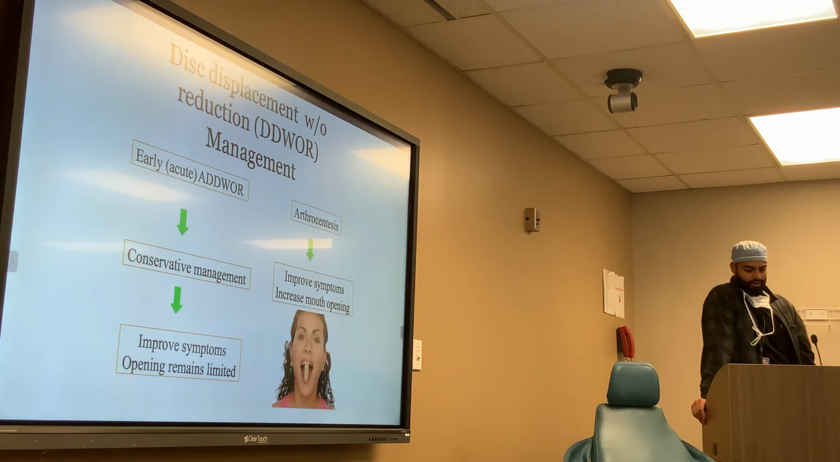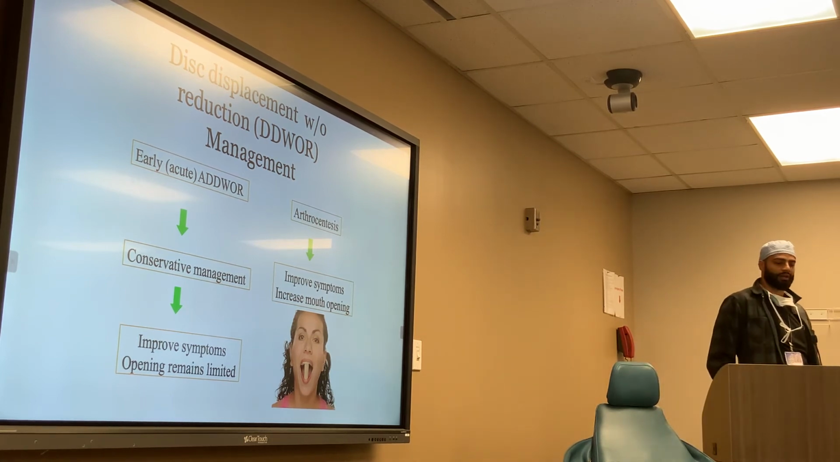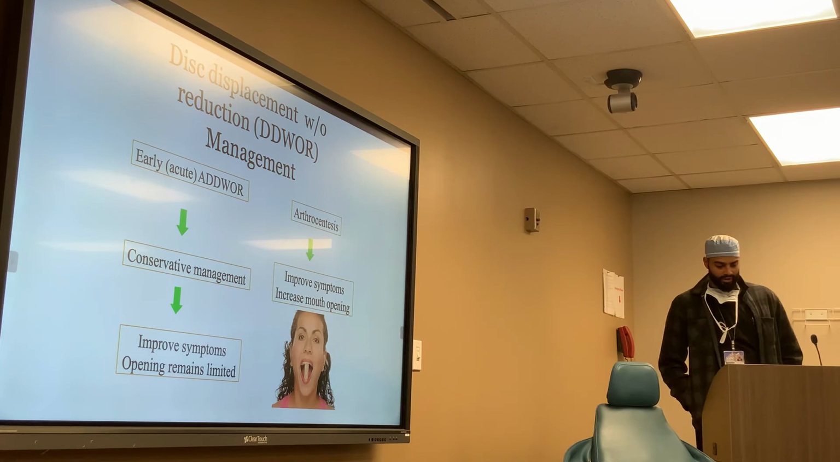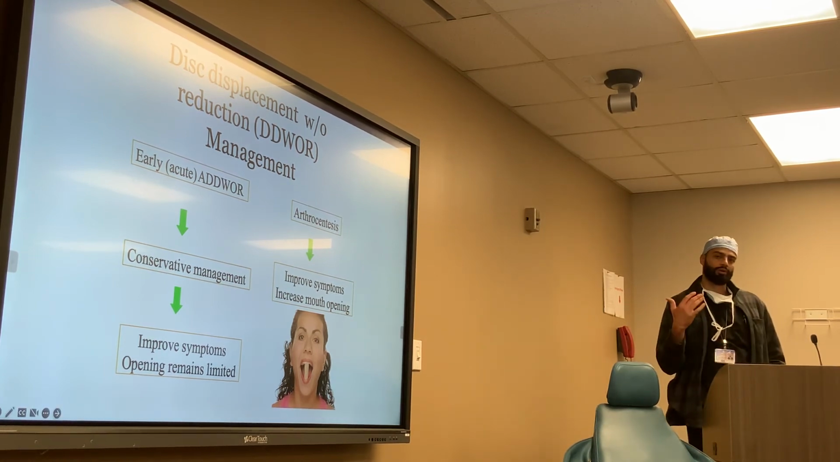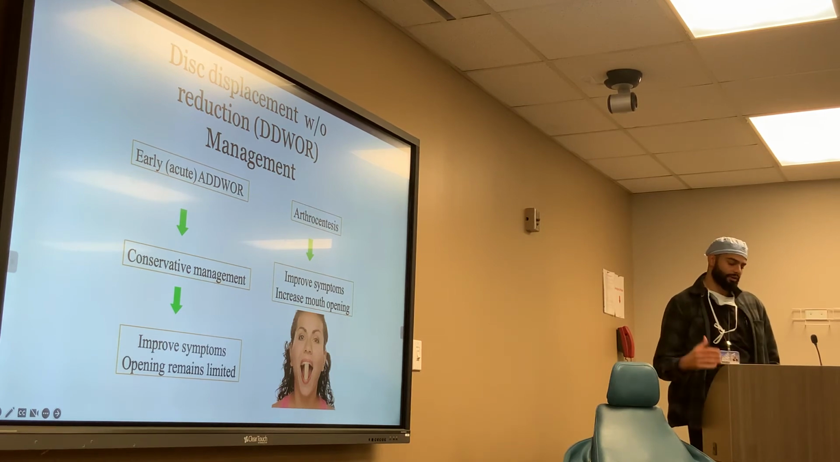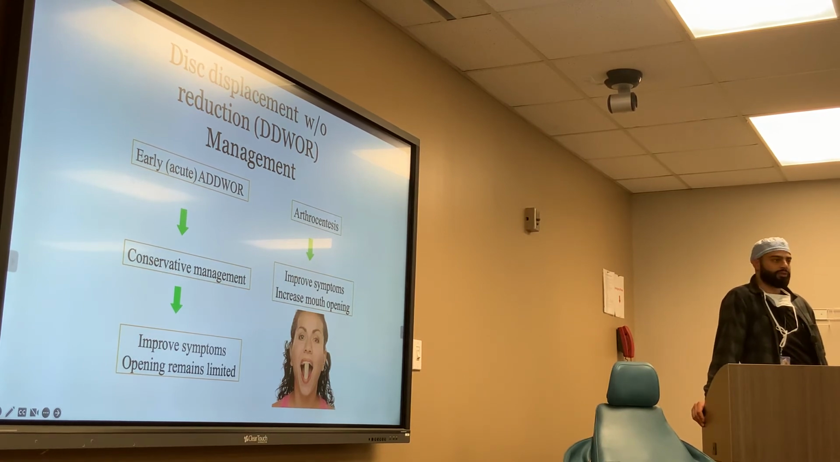And like we said earlier, you could do an occlusal appliance that can help eliminate the effects if they're grinding their teeth at night, or bruxism or whatnot. If for whatever reason you do that and it's still not working, then you can go to the next step of management, which would be surgery, arthrocentesis. That can help improve the symptoms and increase the mouth opening, or there are different surgical procedures. We'll talk about that in a minute, so don't worry about that for now. Okay.